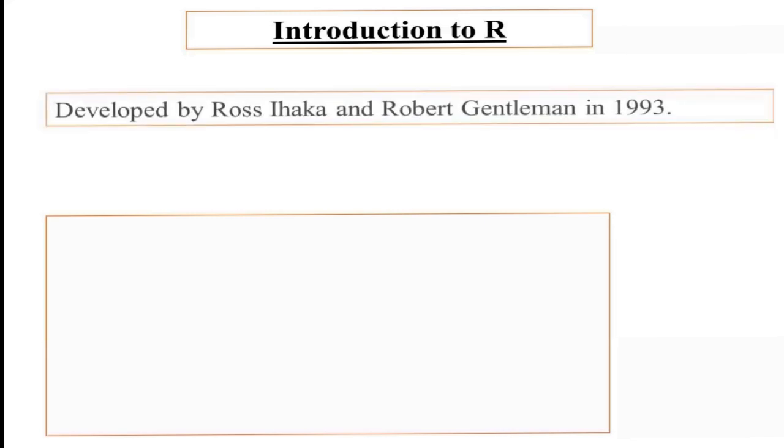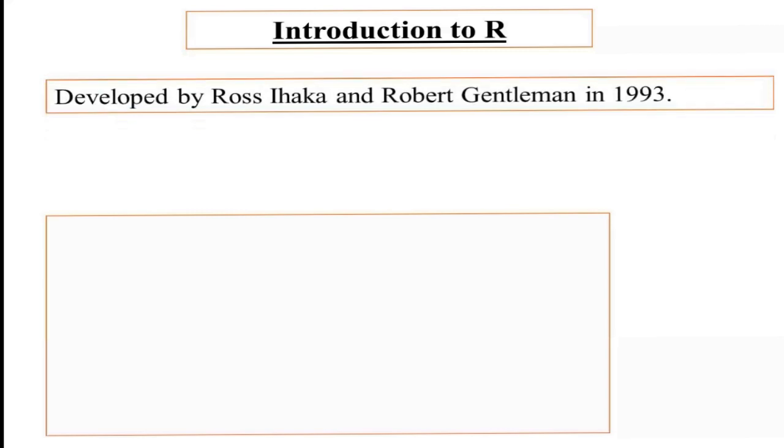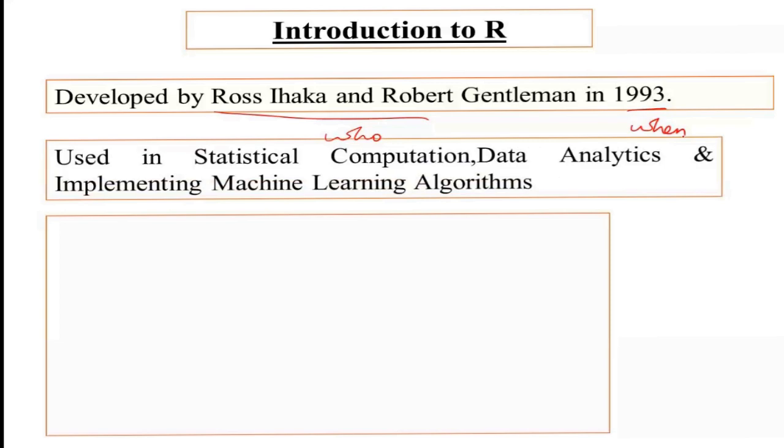Okay. So first, it was developed by Ross Ihaka and Robert Gentleman in 1993. Use case of the R programming language: it is mainly used in statistical analysis, data analytics, and nowadays they are also using the R programming language for machine learning algorithms. It will be a bit faster than Python. The runtime will be faster, and again, R is case sensitive.